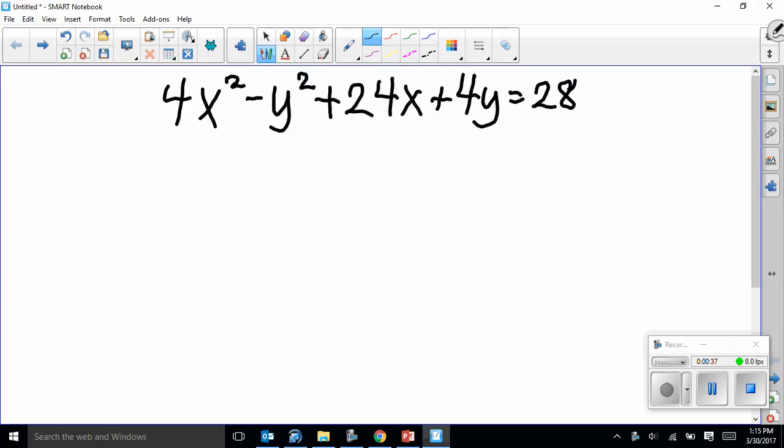In order to graph it, we need to complete the square so that we can get it in that format for the hyperbola, so that it's easy to graph, so we can tell the center and our a and b and all that stuff. All right, so looking at this, our x's, we have 4x squared and 24x. So put those together.